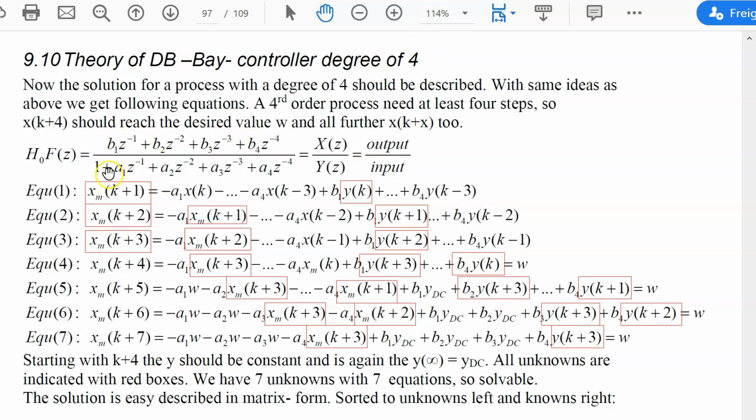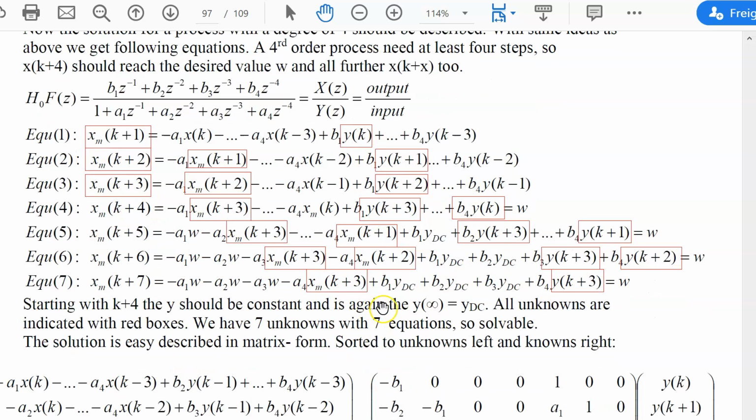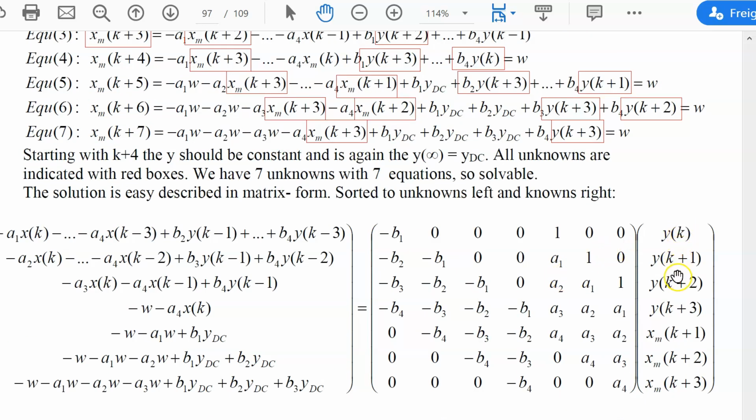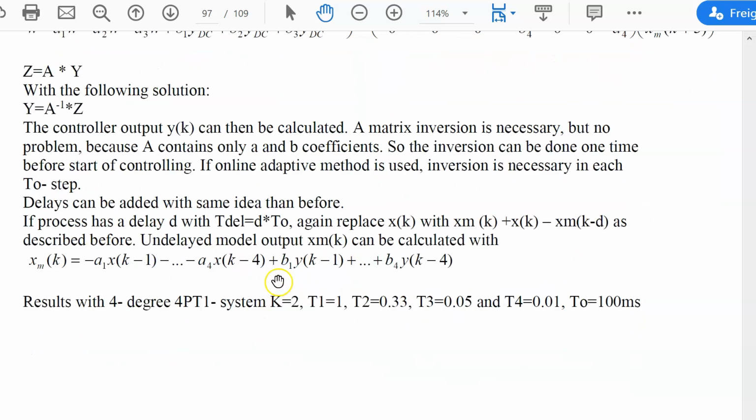Now I have 4 B's, 4 A's. If I write down the equations, now I have 7 unknowns. So I need 7 equations, 7 steps into the future. Then here I have a matrix with 7 times 7 cells, which has to be inverted. So the theory is just extended to 4. It can be done with 5 and 7 and any degree. But I, of course, have tested it.